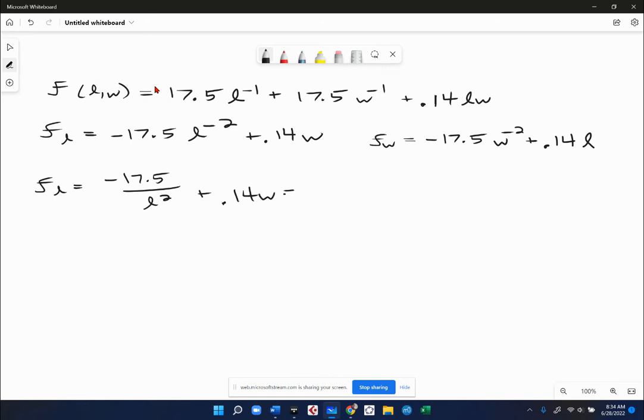We know that those both have to equal 0. So oftentimes the best way to solve two equations is to solve one of them for one of the variables and then substitute that into the other one. So I'm going to solve this. Well, let's think about it.